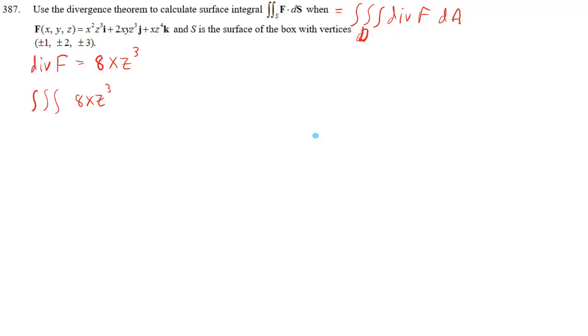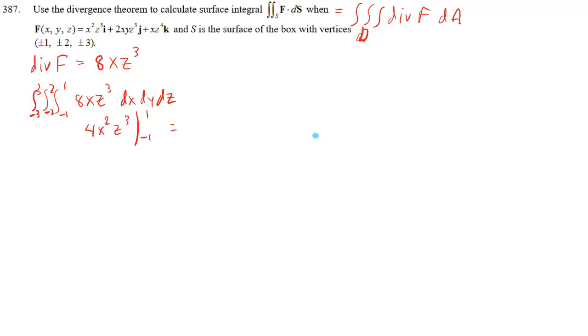We can do any order. dx, dy, dz would be fine, from -1 to 1, -2 to 2, -3 to 3. And again, this is easy enough to do by hand. The integral of 8x with respect to x would be 8x squared over 2, or 4x squared, going from negative 1 to 1.